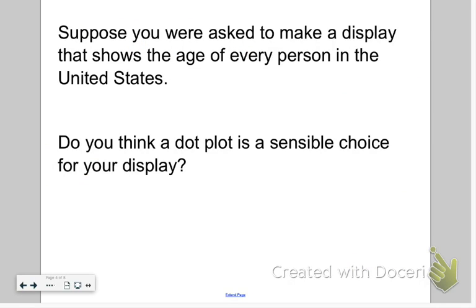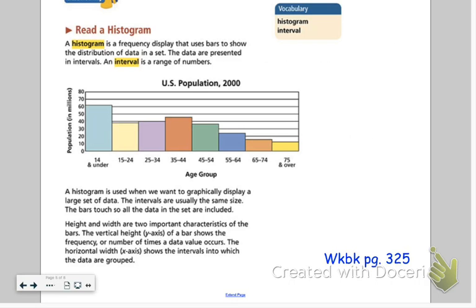Now, suppose you were asked to make a data display that shows the age of every person in the United States. Do you think you'd want to make a dot plot for that? Do you think that would be a sensible choice? Think about that. Every single person in the United States. That would be a whole lot of dots. So instead of a dot plot, you may want to use a histogram.